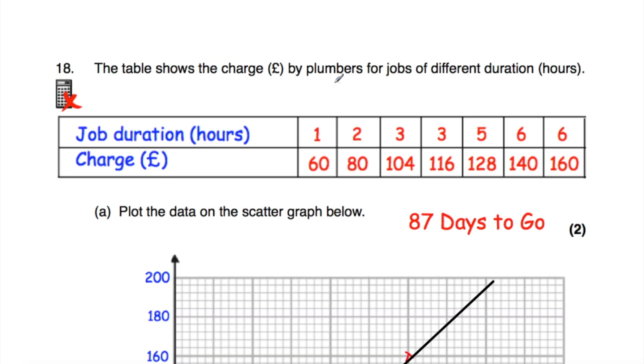So if we have a look here, these are charges by a plumber for different jobs. Now in terms of our data, we've only been told information that goes up to 6 hours. In terms of this plumber, it might be that he can't do a job that lasts 12 hours long. It might be that he has to do it over 2 days rather than 1 day. So 12 hours goes beyond the data that we've been provided.